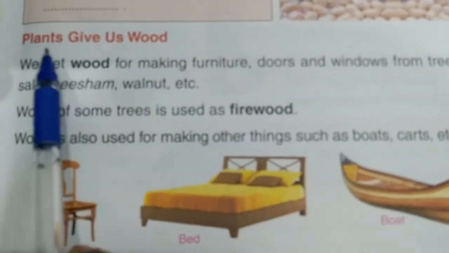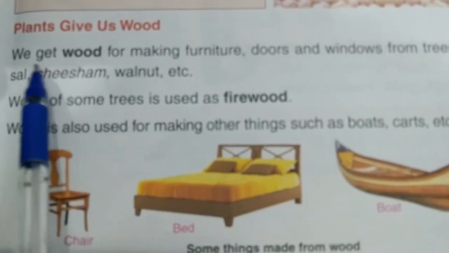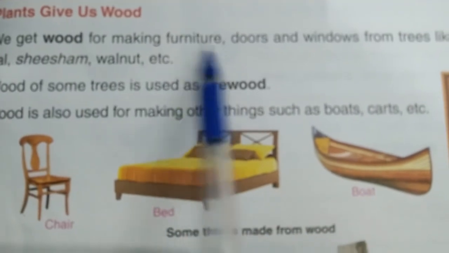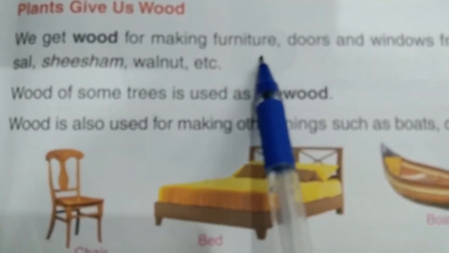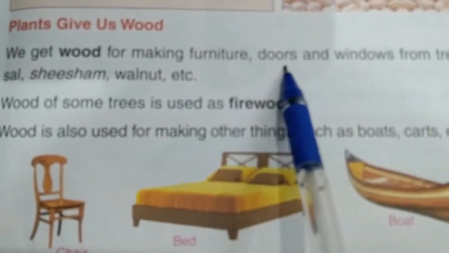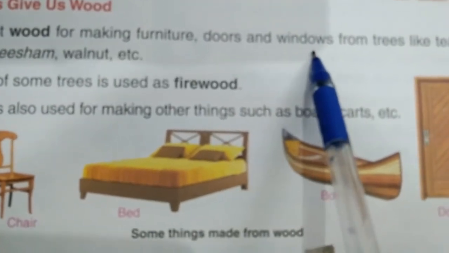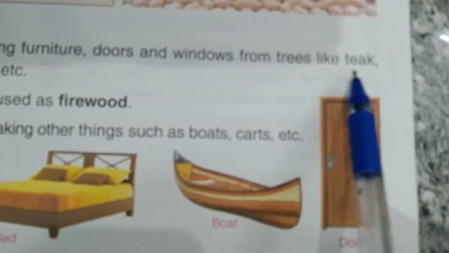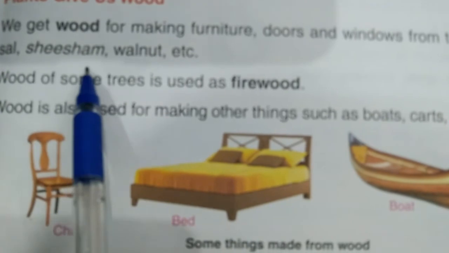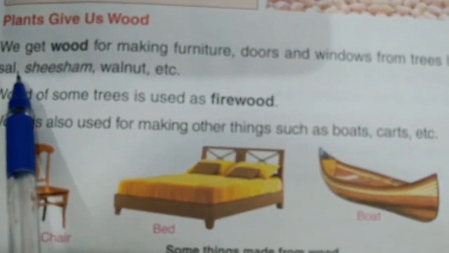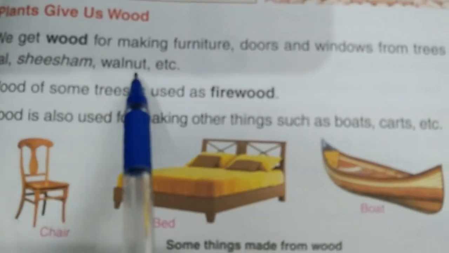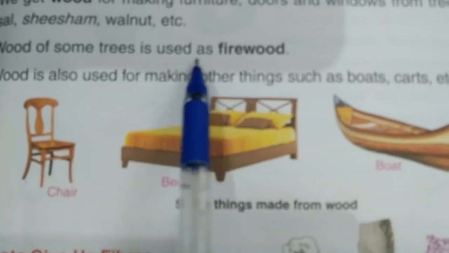Plants give us wood. We get wood for making furniture, doors and windows from trees like teak, sal, shisham, walnut, etc. Wood of some trees is used as firewood.